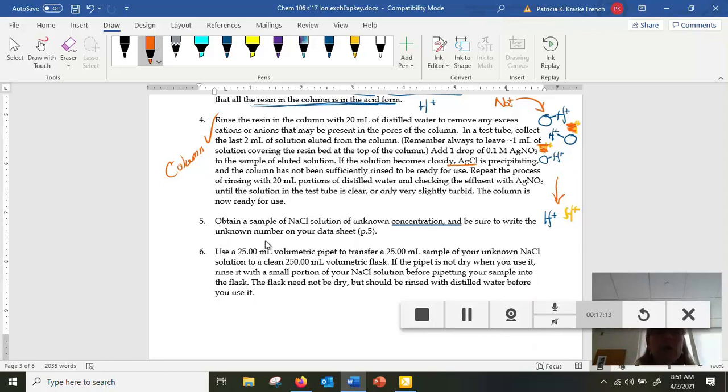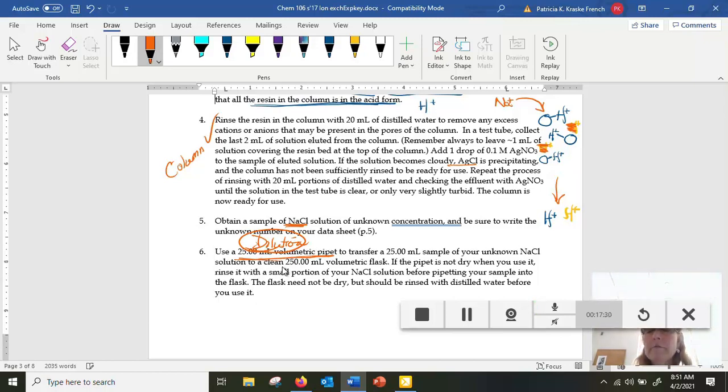But we have a sodium chloride solution that is too concentrated. It's too concentrated. So you have to make a dilution. Okay, and you're going to have a 25 milliliter volumetric pipette, and you're going to take 25 milliliters out of your sample of NaCl and put it into a 250 milliliter volumetric flask.